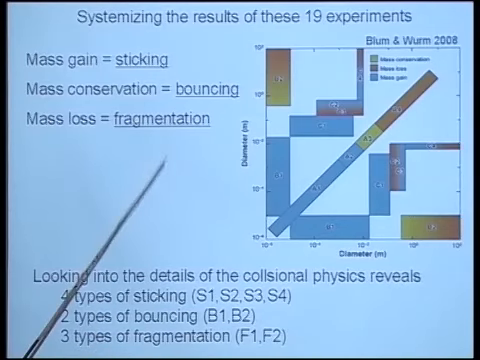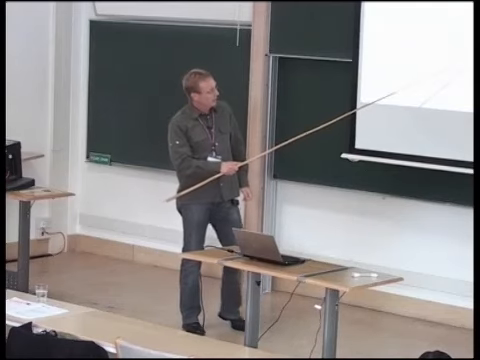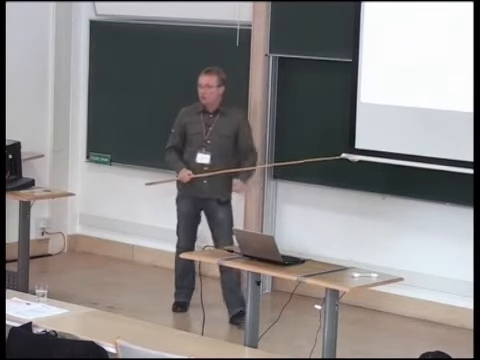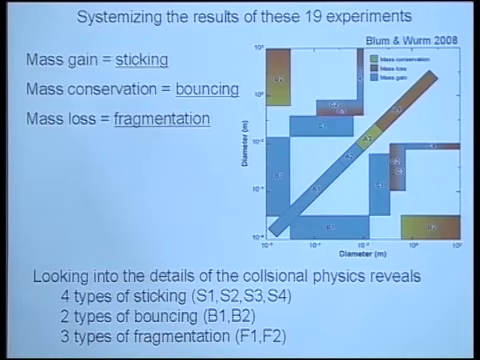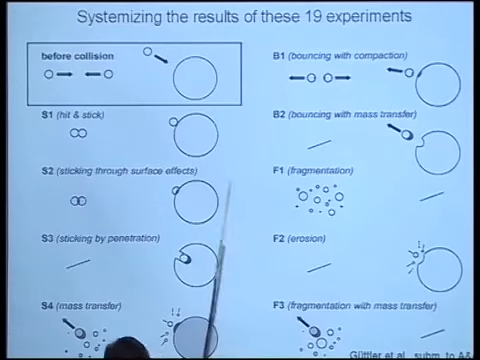So we not only have sticking, but we have four different types of sticking. I will call them S1 through S4, and I'll show you what these mean. We also have two types of bouncing. Bouncing is a collision where nothing really happens. However, things happen in bouncing, and I'll show you what. And three types of fragmentation. So we have sticking, bouncing, and fragmentation, but altogether nine different types of those. And here they are.